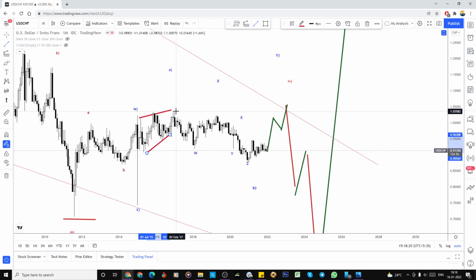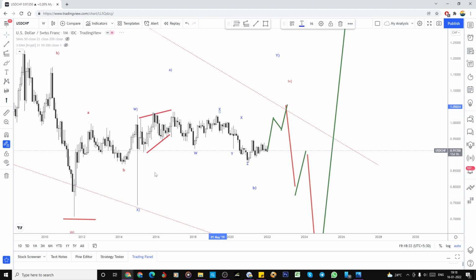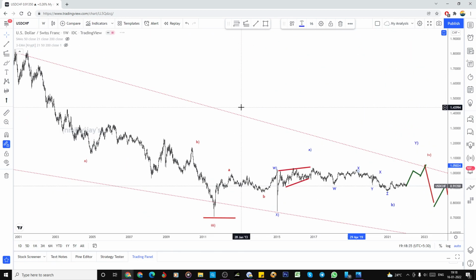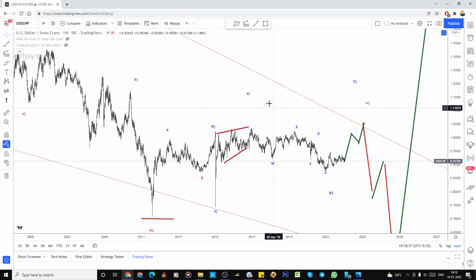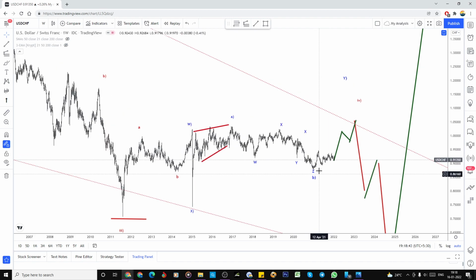So I took this as a connecting wave, and after this is the A, and we have already completed the B here. So this is a WX by XZ. I converted it like that. I will show you in the weekly chart. So this is the A. So we are in that B, we have already completed, I think it's completed.